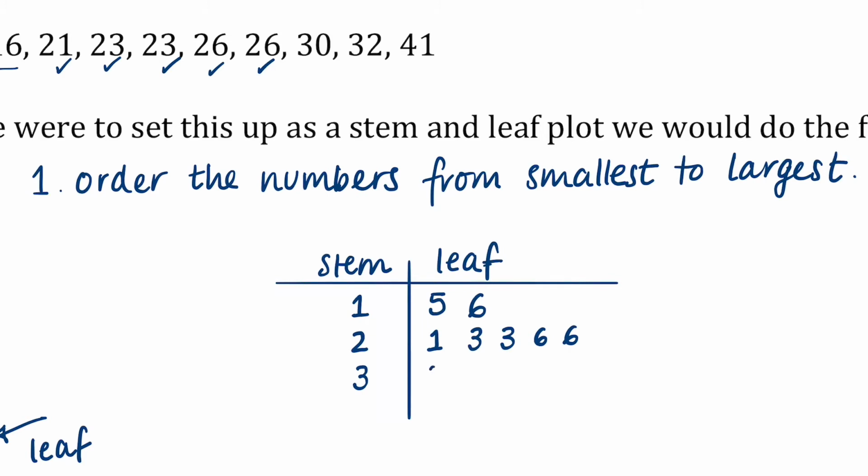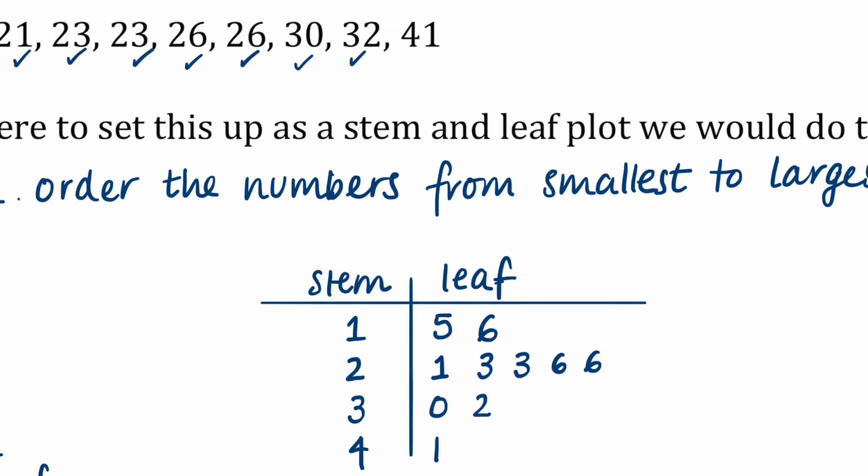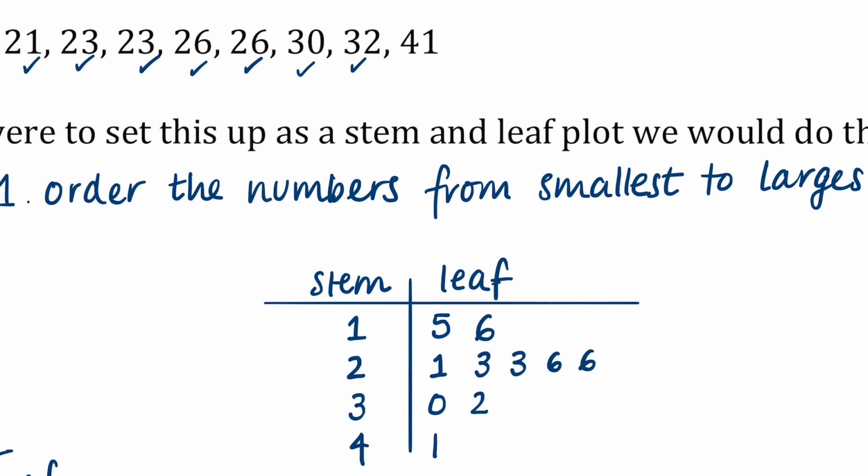So my leaf here is going to be 0. My next leaf will be 2. And then my last stem is going to be 4. And my leaf is going to have 1. Now, just to reiterate here, if we look at this number here, so let's say we look at 41, that 4 corresponds with the stem of 4, and then that 1 represents that 1 in the leaf.